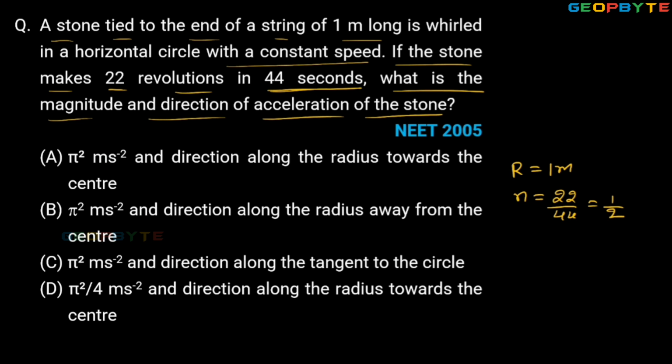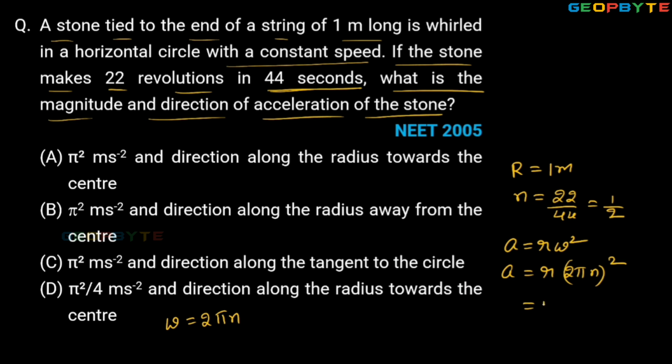Direction is always towards the center along the radius. Centripetal acceleration, because centripetal force is acting towards the center along the radius of rotation. Then the acceleration we need to find. Acceleration equals R omega square. But what is the omega? Omega equals 2 pi n. So acceleration equals R into (2 pi n) whole square.